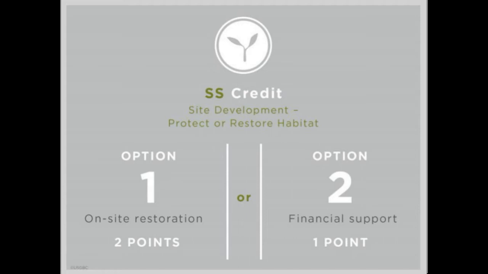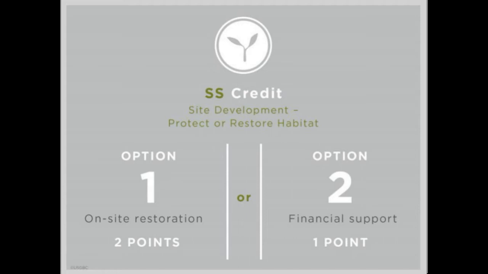Projects have 2 options to meet the intent for this credit. To select the appropriate option for the project, the team should first determine whether to pursue on-site restoration, option 1, or off-site financial support, option 2. Option 1 is for projects with large contiguous parcels of land. The project team must restore a minimum area of 5,000 square feet or 465 square meters.